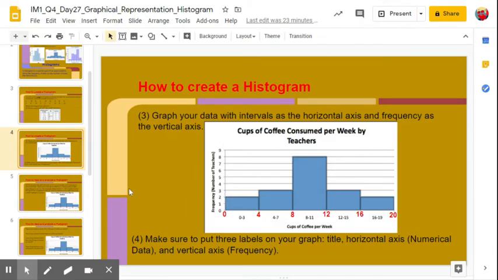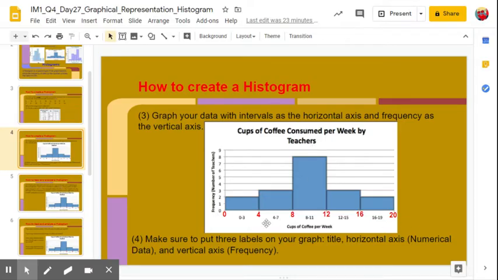Sometimes the data is real large, goes to a real large number of occurrences, so you might scale it by 5s or 10s or 50s or 100s or whatever you need to based on that data set. Okay, and we need to make sure we label your graph. So you should have a title. So this is cups of coffee consumed per week by teachers.